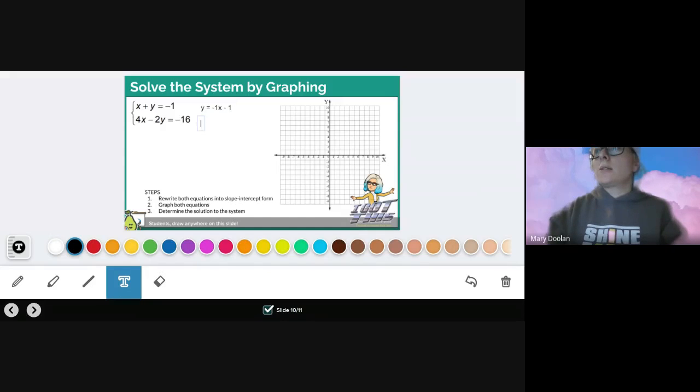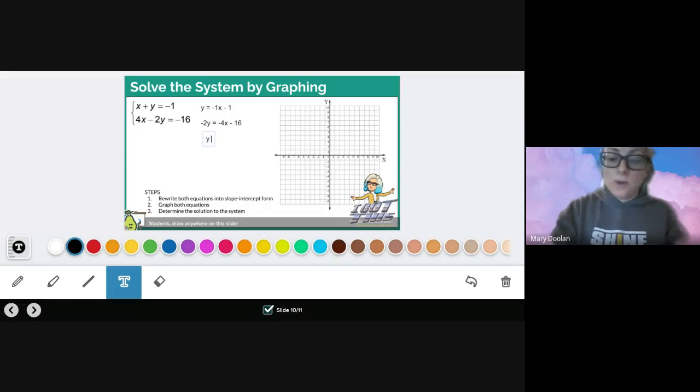For my next equation, 4x minus 2y equals -16, first it's going to become -2y equals -4x minus 16. That's just by taking the x term and subtracting it from both sides. I'm not done yet. I'm going to need to divide everything through by -2.